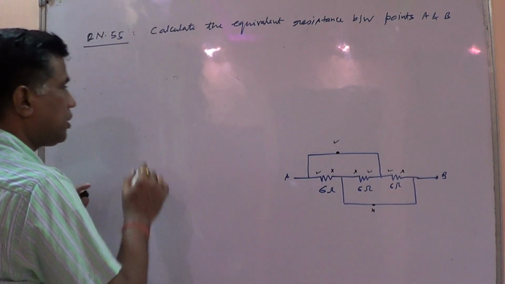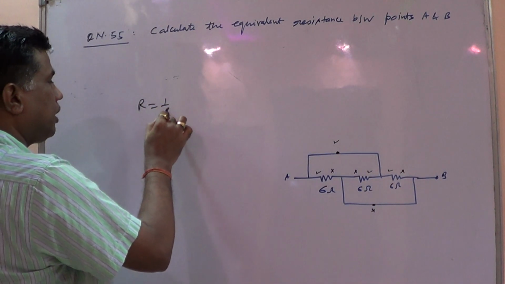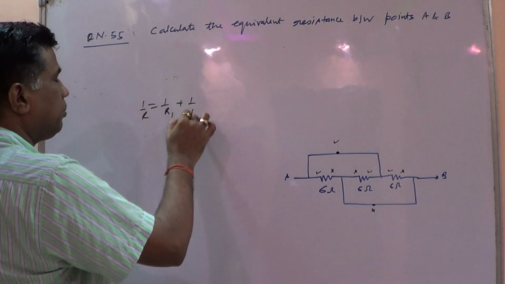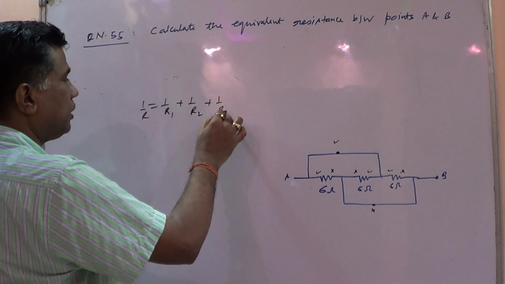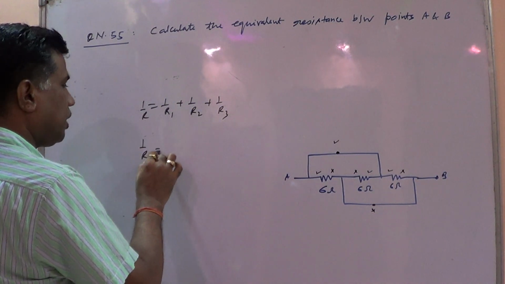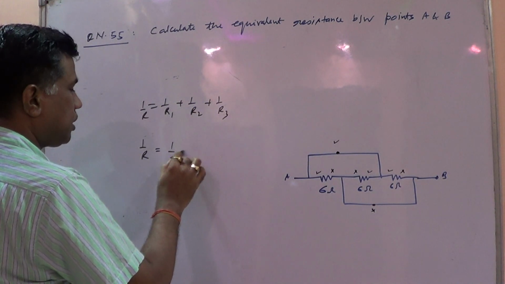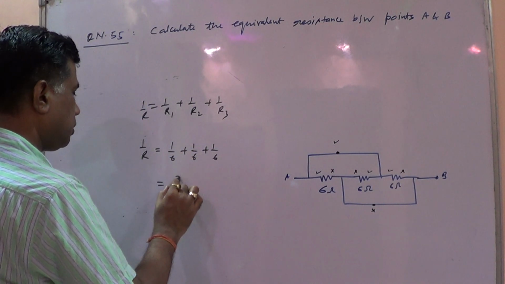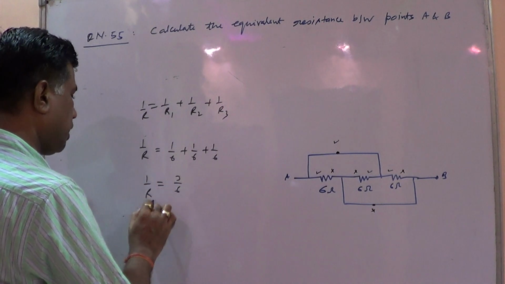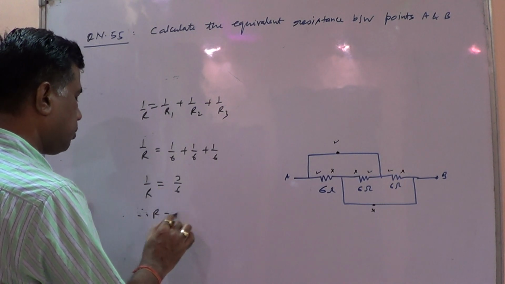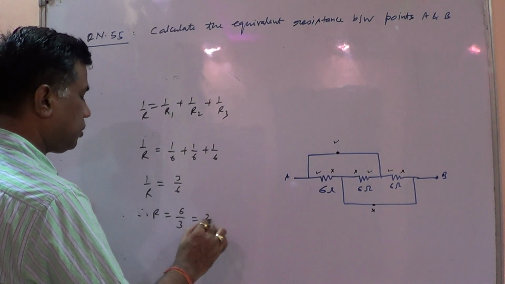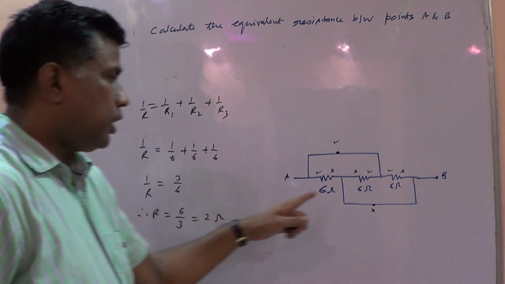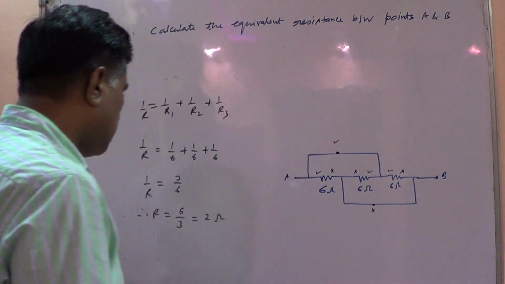In parallel combination, we will use this formula: 1 by R equal to 1 by R1 plus 1 by R2 plus 1 by R3. So 1 by R equal to 1 by 6 plus 1 by 6 plus 1 by 6 equal to 3 by 6. Therefore R equal to 6 by 3 equal to 2 ohm. So the equivalent resistance between these 2 points is 2 ohm.